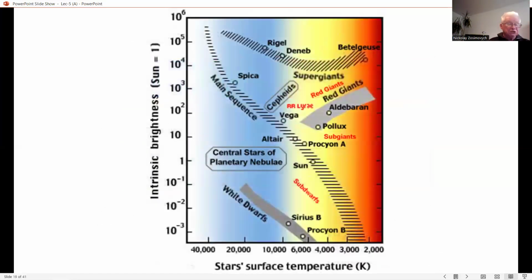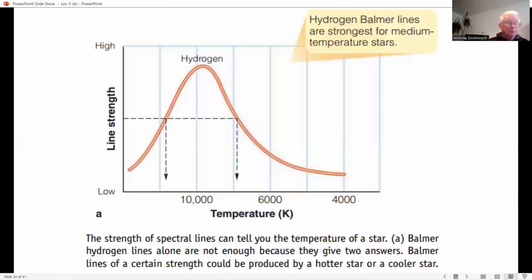In stars of an intermediate temperature, roughly 10,000 Kelvin, the collisions are just right to excite large numbers of electrons into the second energy level. The gas absorbs Balmer wavelength photons very well and produces strong Balmer lines. Theoretical calculations can predict just how strong the Balmer lines should be for stars of various temperatures. Such calculations are the key to finding temperatures from stellar spectra.